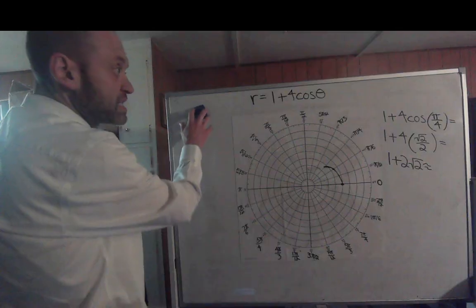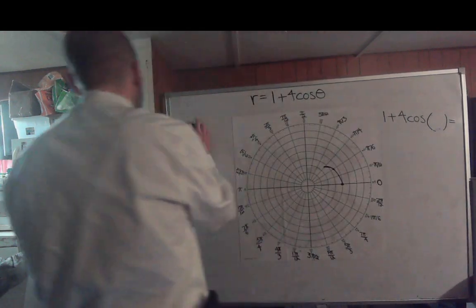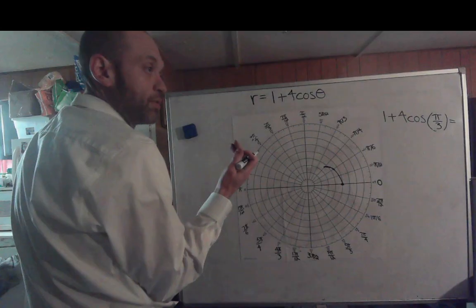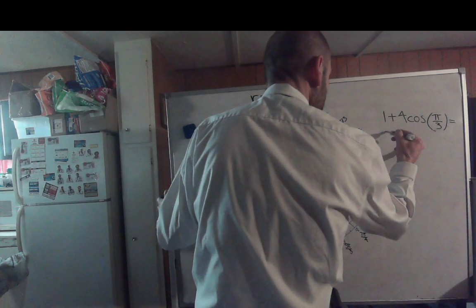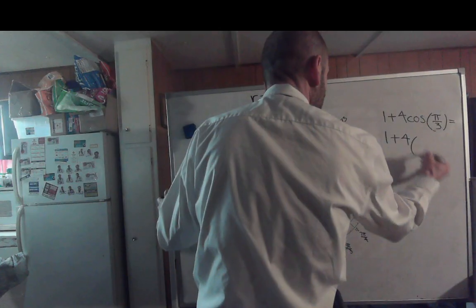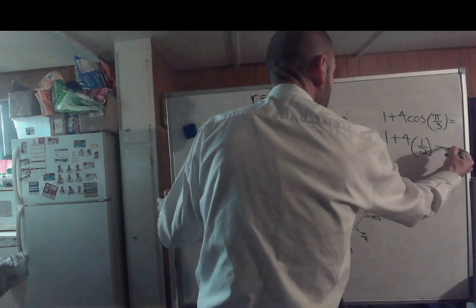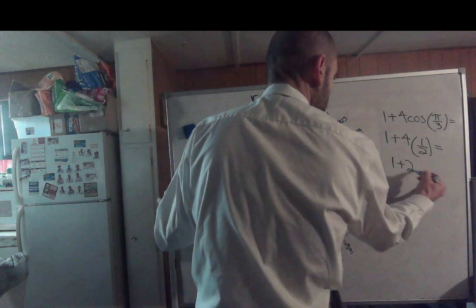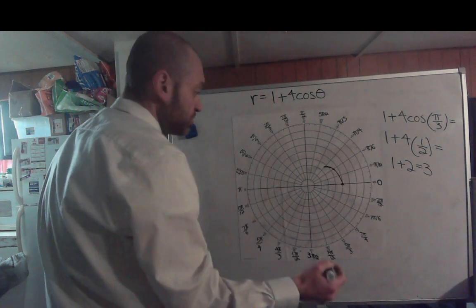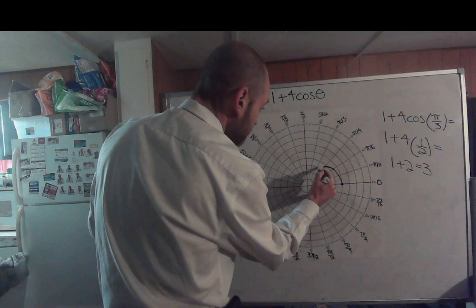All right, so next special angle, well, that's pi over 3. What's the cosine of pi over 3? That's just 1/2, so you'd have 1 plus 4 times a half, which we know to be 1 plus 2, which is 3. So at pi over 3, you'll be at exactly 3.